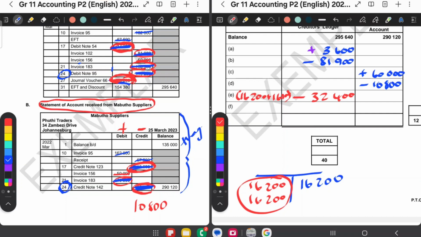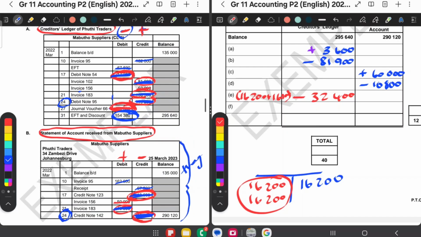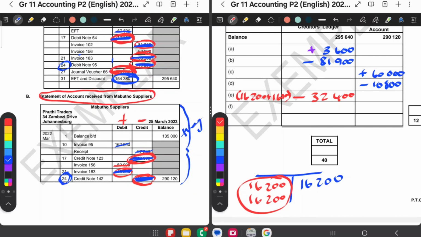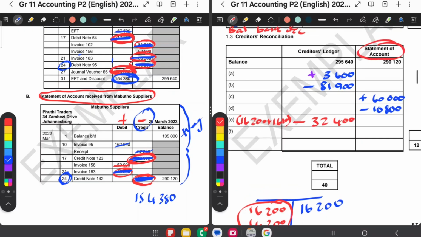This amount is 1,543.80. It's an EFT and a discount, so it's a payment. It's on the debit side of our ledger, so it should be on the credit side of the statement. So that amount was supposed to be on this side. Okay, but it wasn't. And this side is a minus. So now I'm going to go to the statement because they made the mistake. They left it out. And I'm going to say minus 1,543.80.